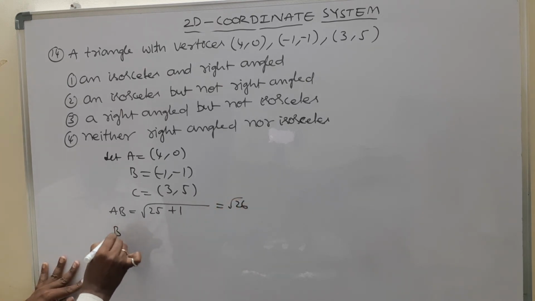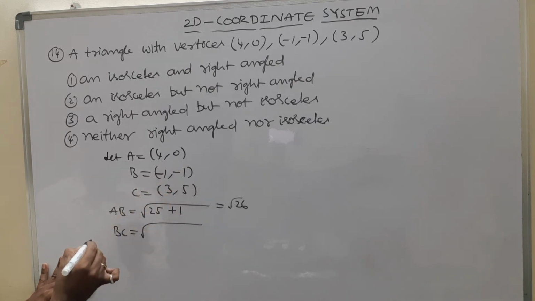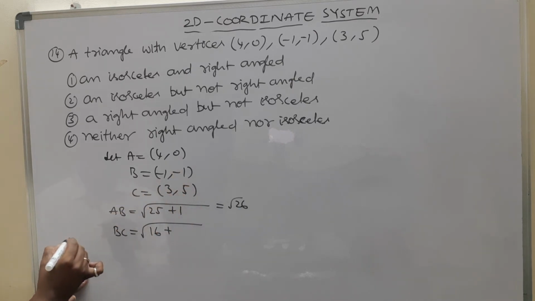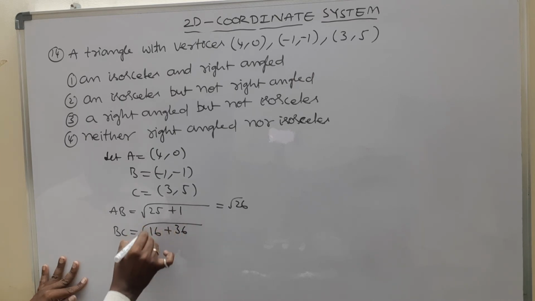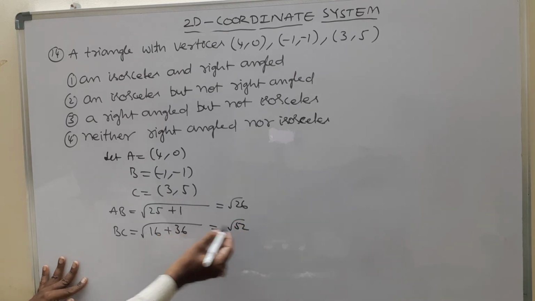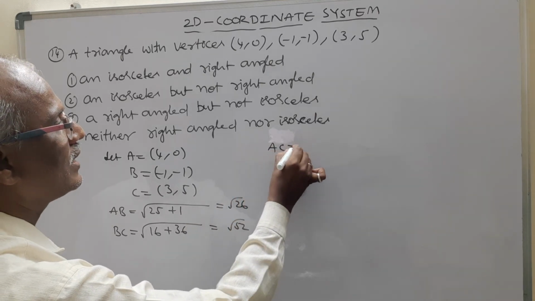Next to find BC. Minus 1 minus 3 is minus 4. Minus 4 whole square 16. Minus 1 minus 5 is minus 6. Minus 6 whole square 36. 36 plus 16 is 52. Square root of 52. Next to find AC distance.